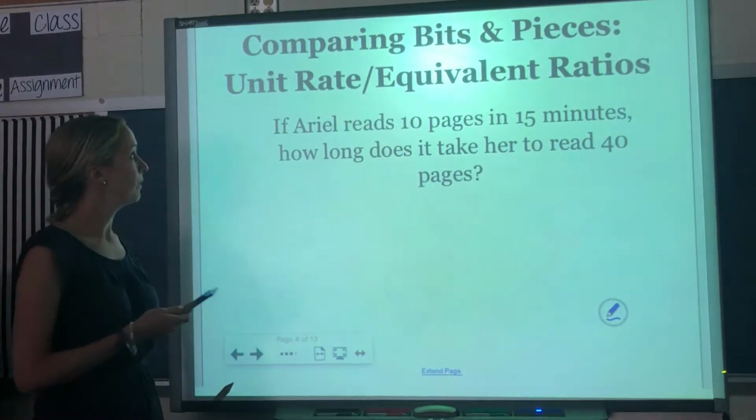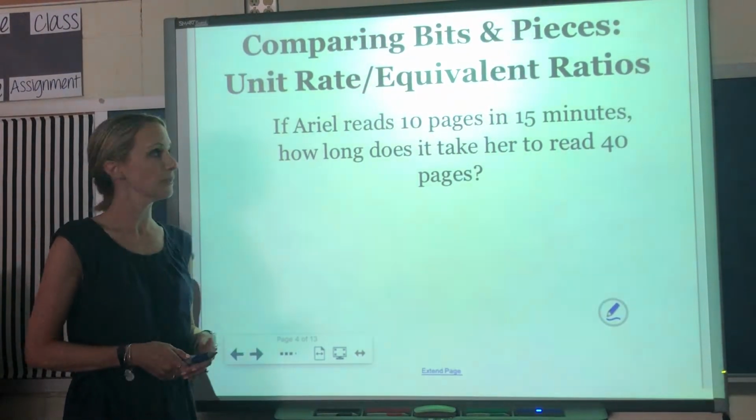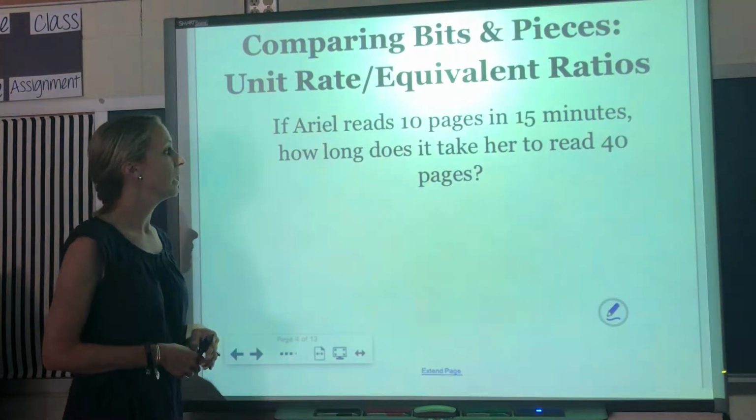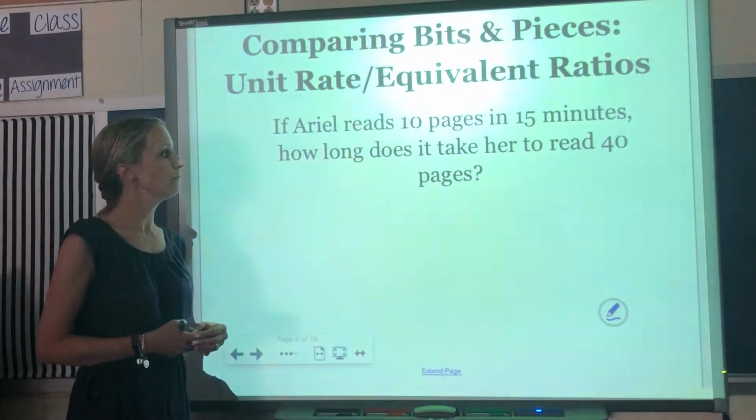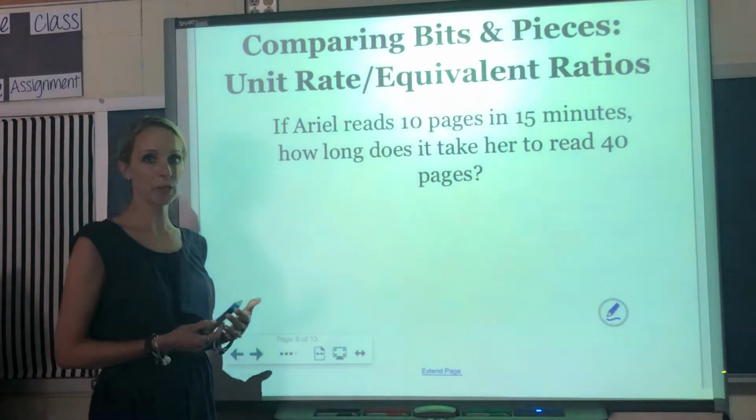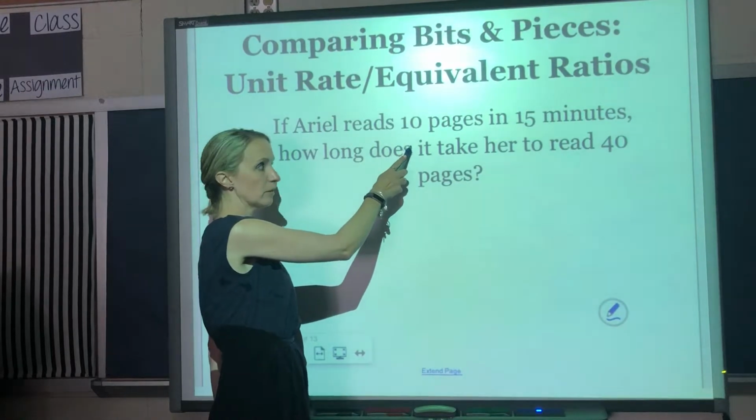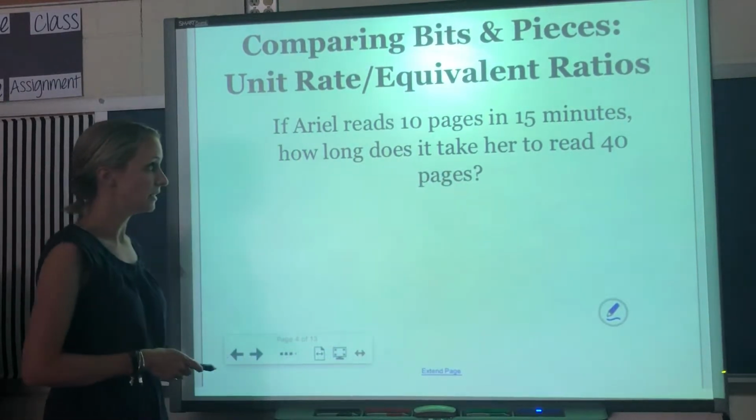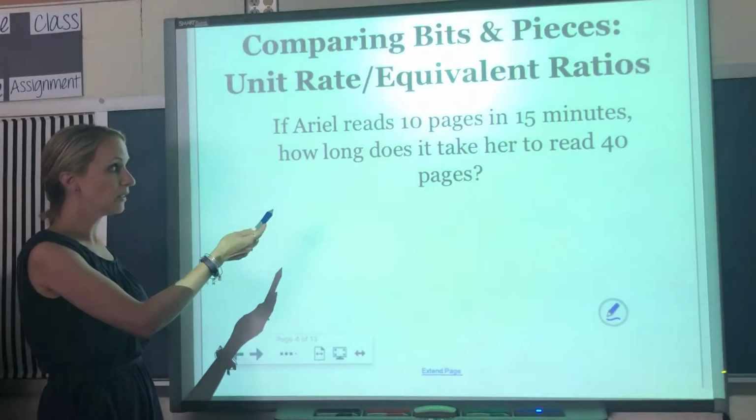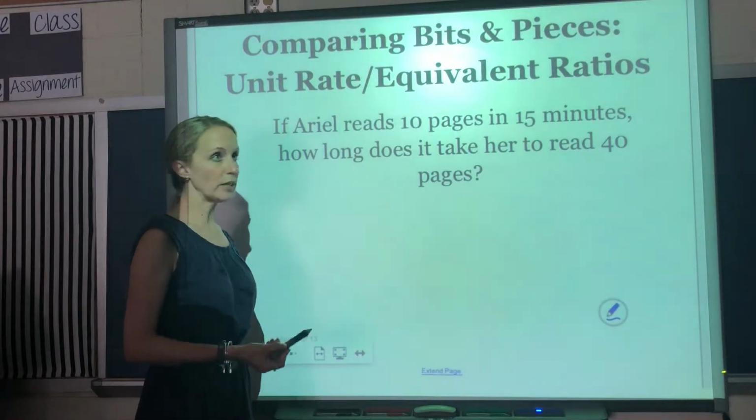This problem comes from our Comparing Bits and Pieces unit, and we are looking at unit rate and equivalent ratios. It says, if Ariel reads 10 pages in 15 minutes, how long does it take her to read 40 pages? Looking at this, I can automatically tell this is going to be an equivalent ratios problem, because I know that for every 10 pages Ariel reads, it takes her 15 minutes. And I need to find an equivalent ratio to figure out how long it's going to take her to read 40 pages. So I'm going to start with the ratio that I know.